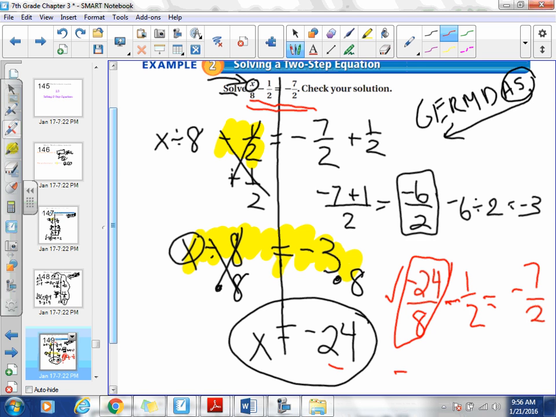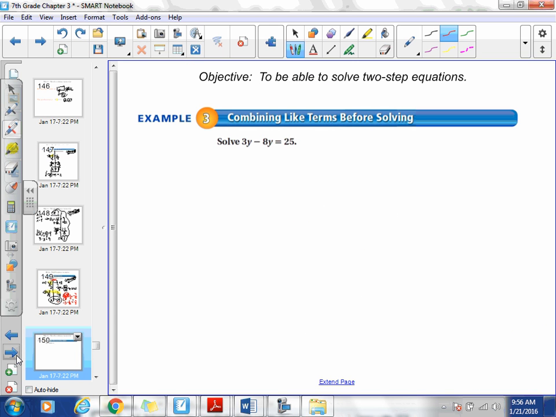All right. So negative 24 divided by 8 is negative 3. Negative 3 minus 1/2. Is it really negative 7/2? Do the math. It is. So our answer of negative 24 must be correct. All right, last one.